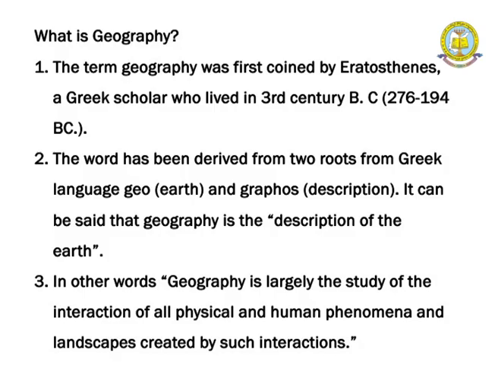So what is geography? The term geography was coined by Eratosthenes, a Greek scholar of the 3rd century, whose time period is about 276 to 194 BC. Try to remember the meaning by interpreting the word itself. Geography is a combination of the words geo and graphos. Geo represents the earth, whereas graphos represents description. Thus geography means the description of the earth's surface.